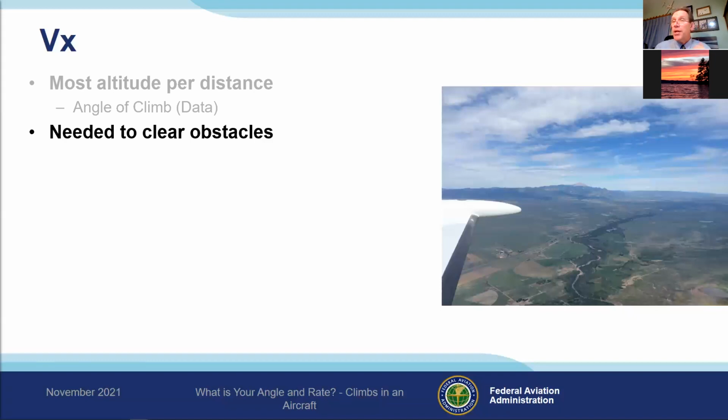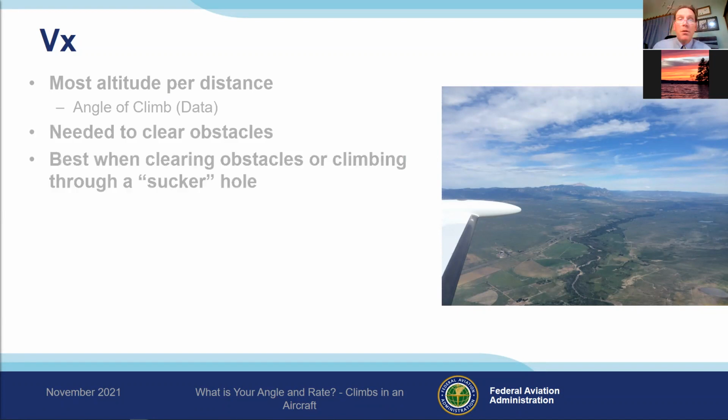So let's just say you're in a valley of the mountains and need to climb up, or maybe you need to climb up through that classic sucker hole that exists in the clouds because you want to get up in the beautiful blue sky above it. VX probably is the best airspeed to use when you're doing that.